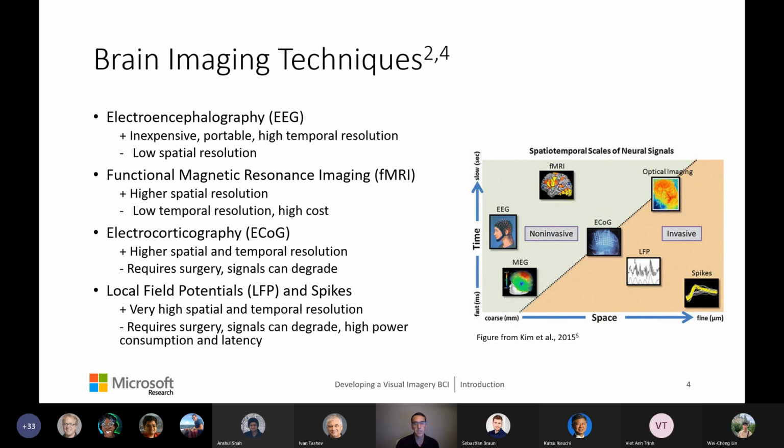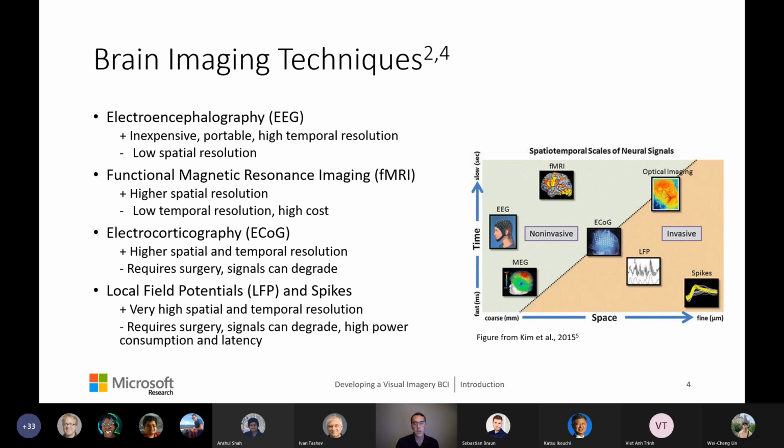Next up on the non-invasive side is fMRI, or functional magnetic resonance imaging. This is actually what I'm using in my PhD research right now. fMRI has a much higher spatial resolution than EEG. You can get almost millimeter-sized voxels, or brain areas, which might have a few thousand neurons in there. So it's better spatial resolution, but it has a very low temporal resolution. You're only able to capture an image every second or two.